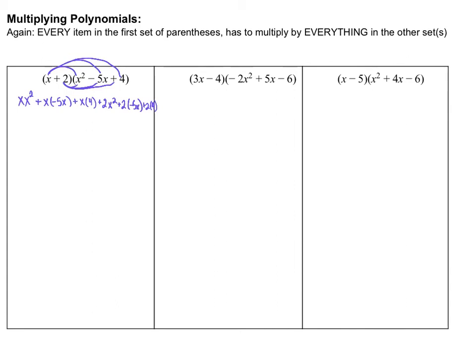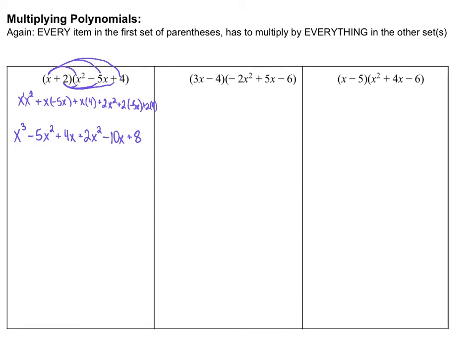All right, so simplifying left to right, x times x squared. Now that's x to the first times x squared, so if we add the exponents, we get x cubed. Now x times negative 5x, the positive and the negative make the negative 5, then x times x is x squared. x times 4 is the same as 4x. 2x squared can't be simplified. Then 2 times negative 5x is negative 10x. And then 2 times 4 gives us plus 8.